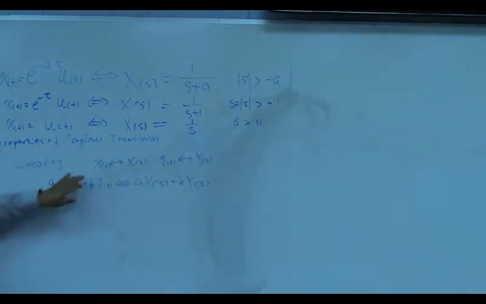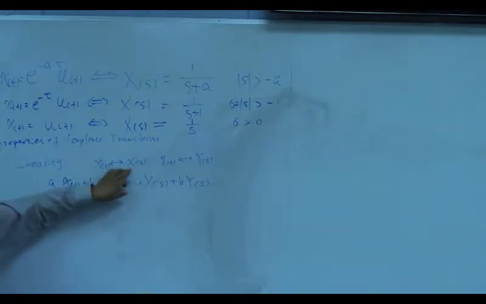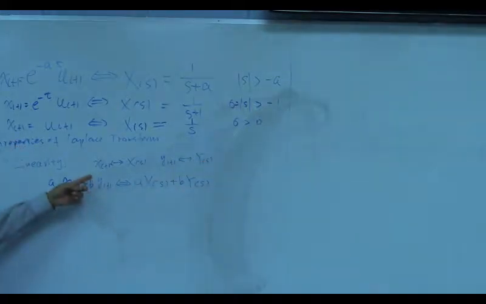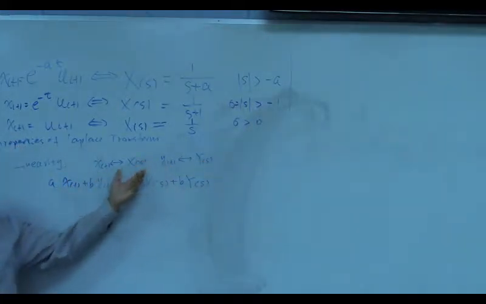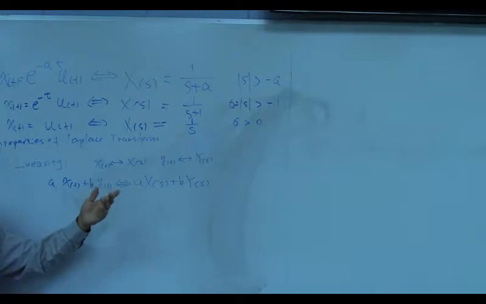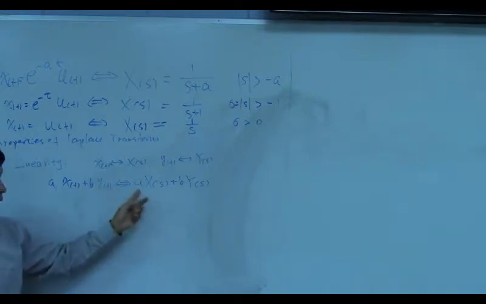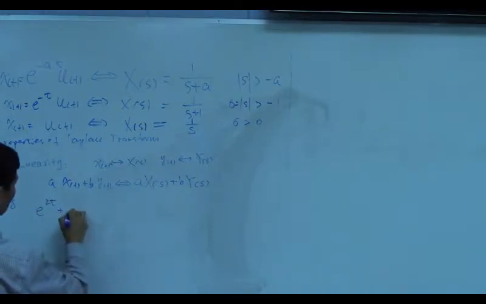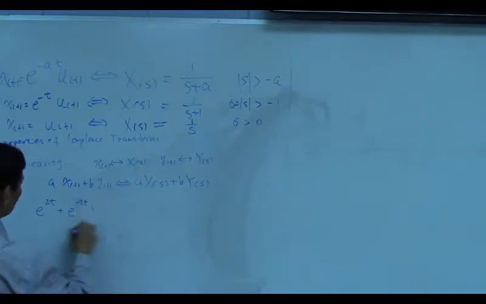Right? So if the Laplace transform of xt equals Xs, and the Laplace transform of yt equals Ys, then multiply by some constants, then add all this together, the Laplace transform of it is the same linear combination, a Xs plus b Ys, the same linear combination of the Laplace transforms. Right, now we have an example. E to the 2t plus e to the negative 3t and ut.